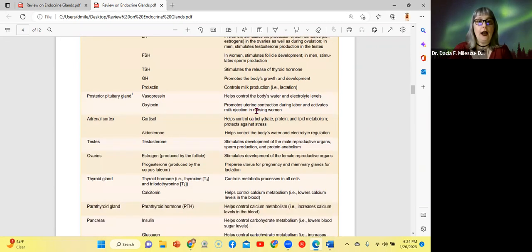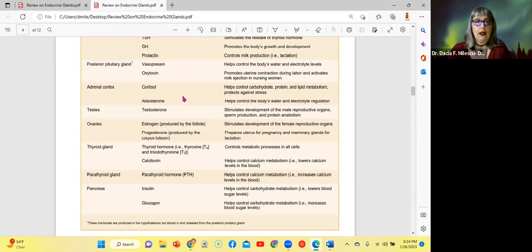Okay, moving on. Don't forget that ADH is an important hormone that is released by the posterior pituitary gland. The old name for it is vasopressin, so don't let that throw you off. Antidiuretic hormone, ADH. It helps control the body's water and electrolyte levels. The adrenal cortex, as I mentioned, makes the glucocorticoids, which is cortisol. It controls your carbohydrate, protein, and lipid metabolism and protects against stress.